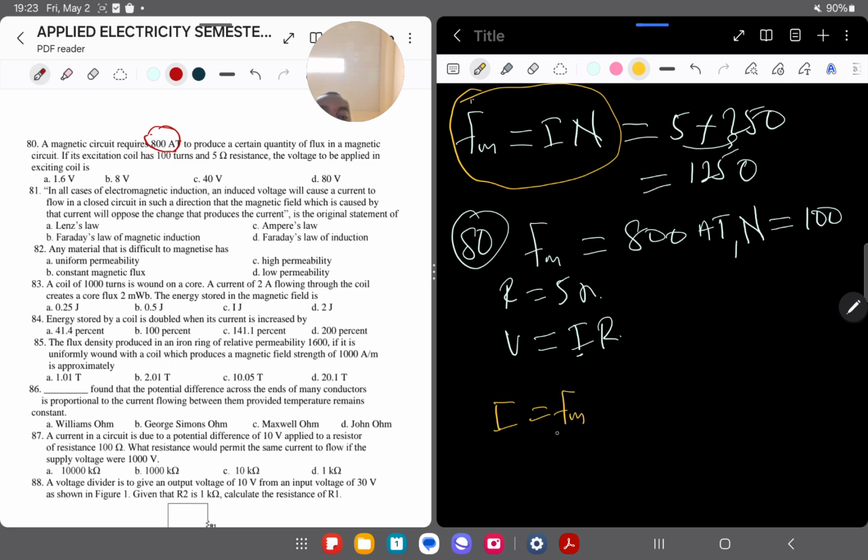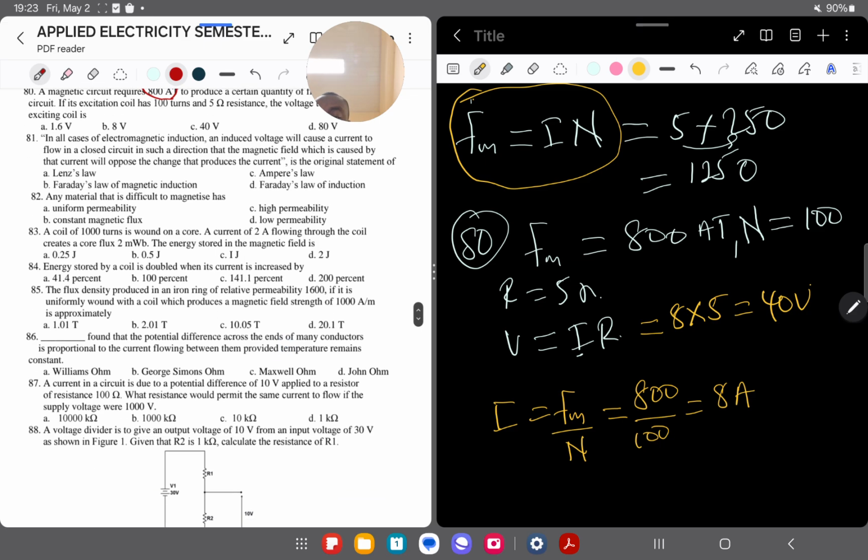Fm over number of turns. And then Fm here is 800 divided by number of turns, 100. So you see that we get 8 amps, right? 8 amps. Now we come and replace this in the voltage formula. So we just have current is now 8. So 8 times what? 5. That's going to give us 40 volts.